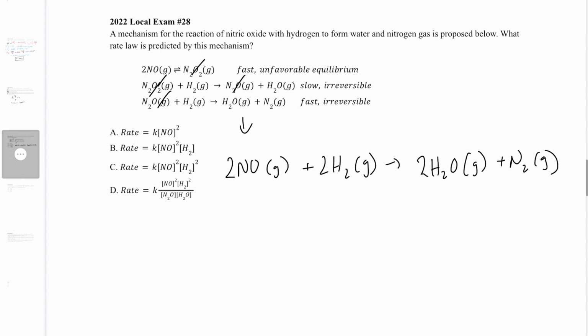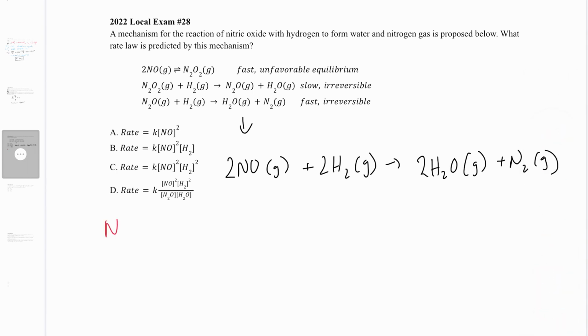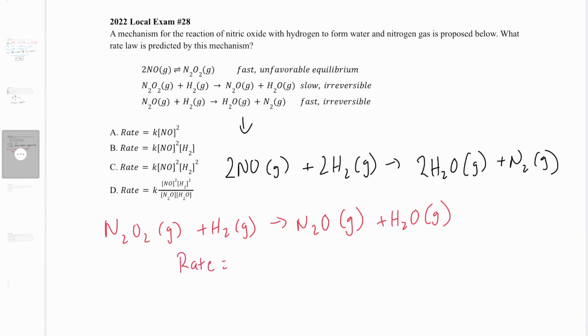All right, we have to find the rate law that's predicted by this mechanism. The rate law is just going to be the slowest reaction. So the slowest reaction that we have here is going to be this slow irreversible reaction. That's N2O2 gas plus H2 gas reacting to form N2O gas plus H2O gas. And so the rate law is equal to K times the concentration of N2O2 times H2. I'm just going to put a subscript of 1 here, and you'll see why later on.